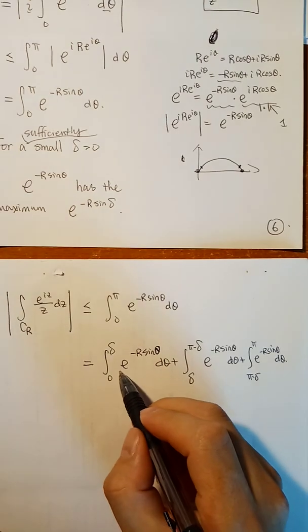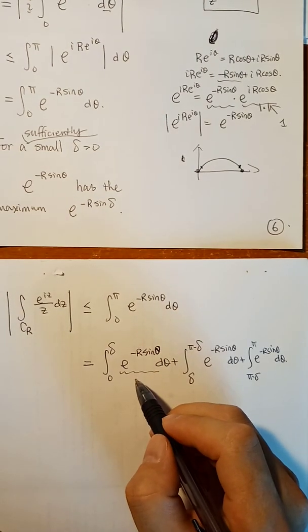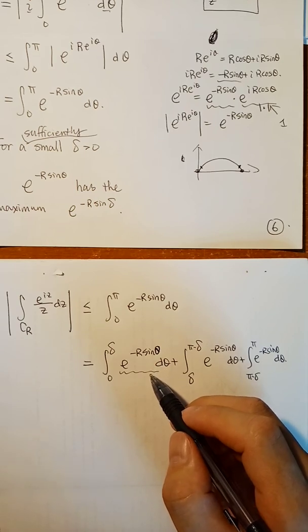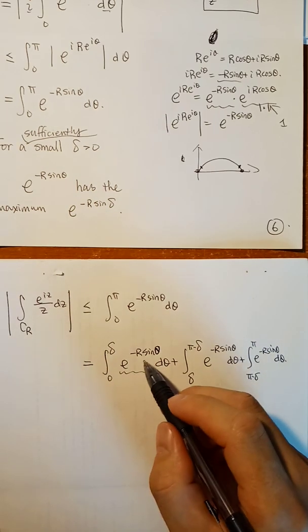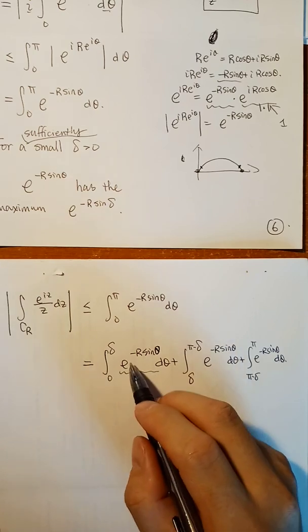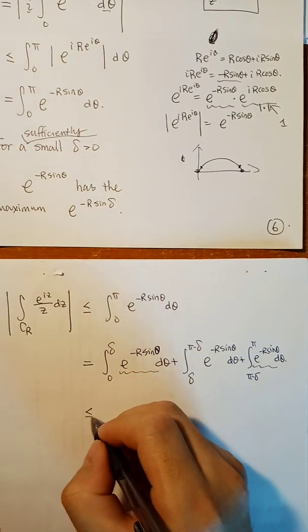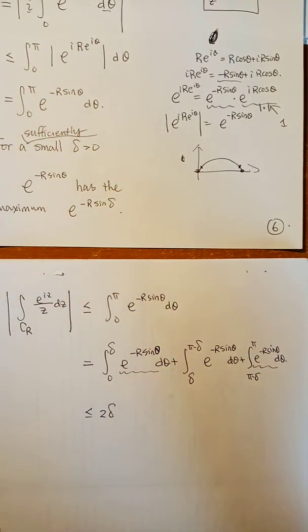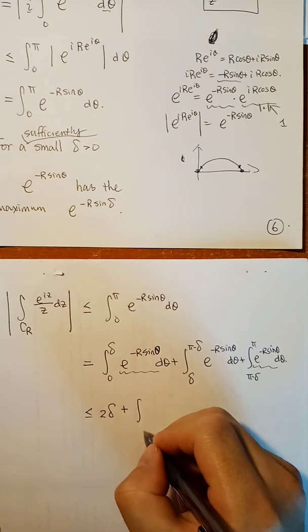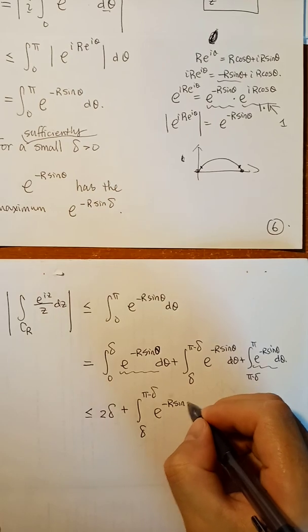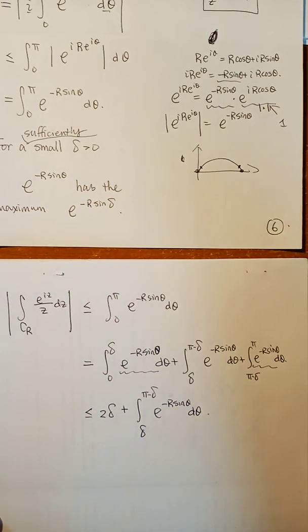And this one is at most 1. e to negative R sinθ is at most 1. So it means you integrate something less than 1. This distance is δ, so it's less than or equal to 2δ. And then plus the integral from δ to π minus δ of e to negative R sinθ dθ. Correct?